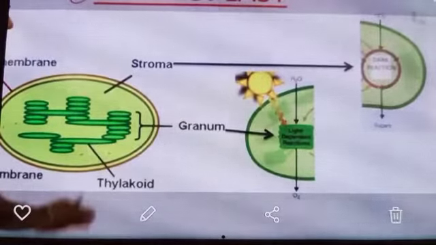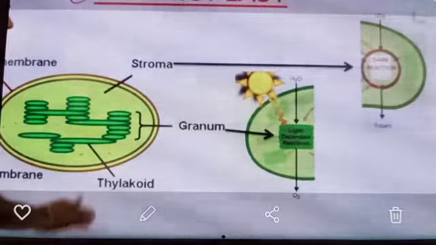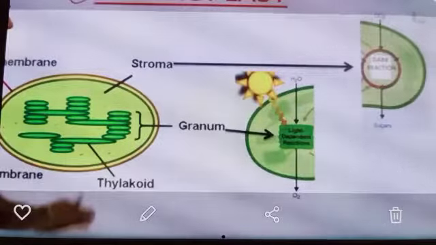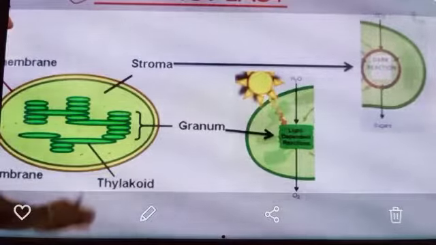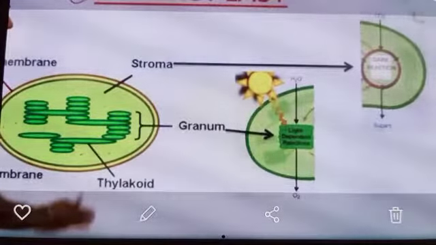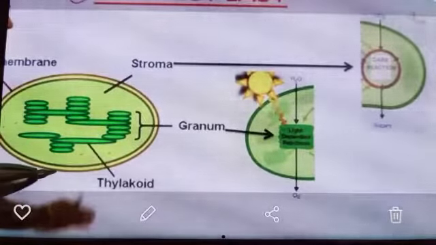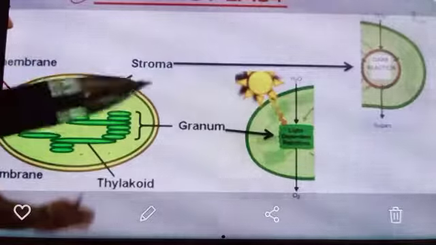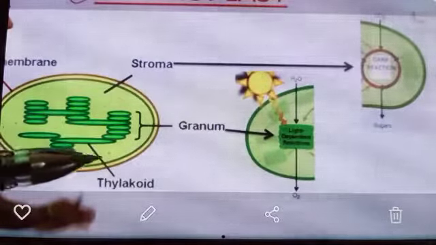If you carefully observe a cross section of a leaf under the microscope, you will notice that some cells contain green dots. These green dots are cell organelles called chloroplasts. Here you can see in the picture the chloroplasts, which contain the chlorophyll. This is the structure of the chloroplast. It has the stroma, then the granum. This part is the grana and the thylakoid.